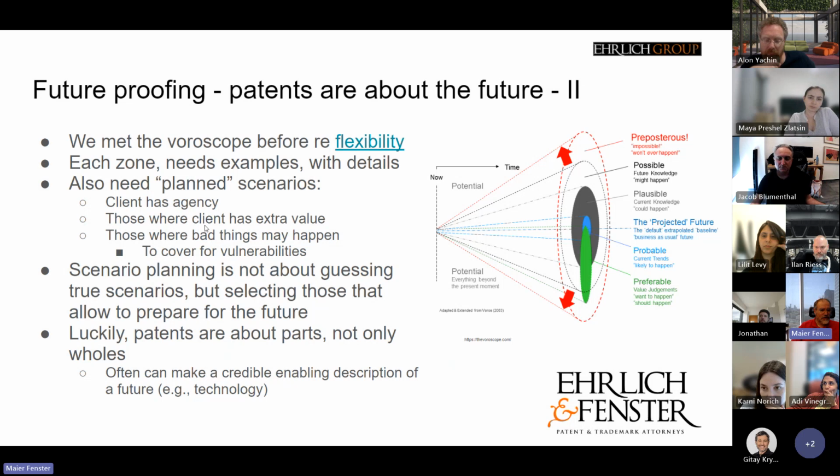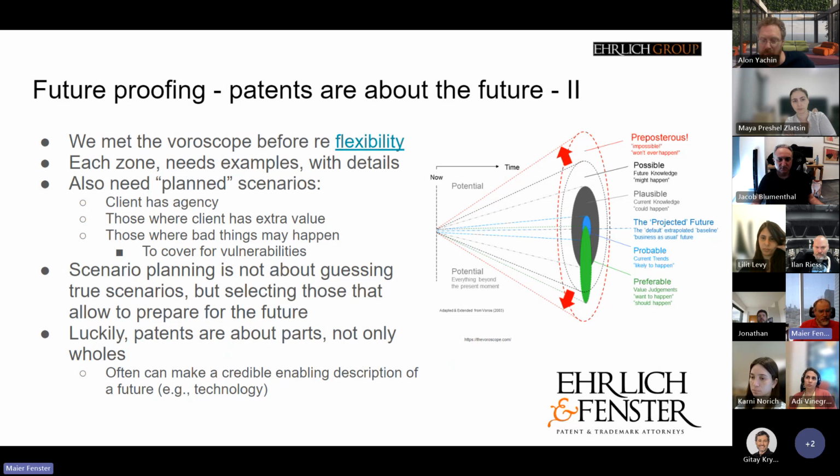We should definitely file more details where the client has extra value. Over here, there's a scenario where the product has more value. We should add more details because we're going to need them. And where bad things can happen, especially IP vulnerabilities, we also want to file more details.